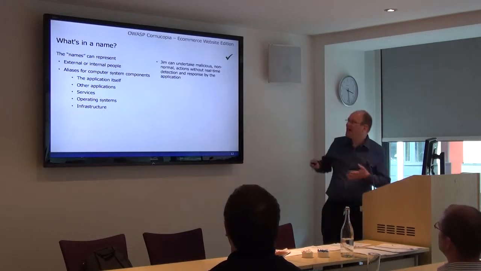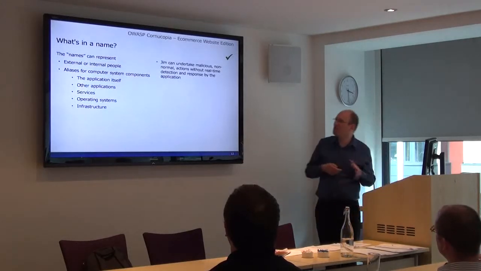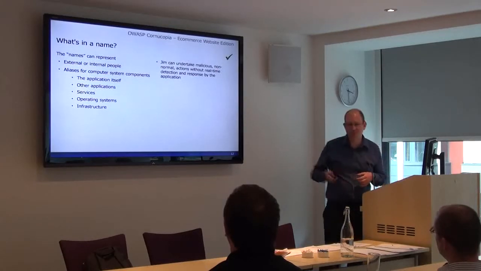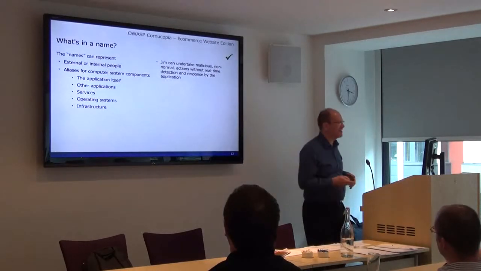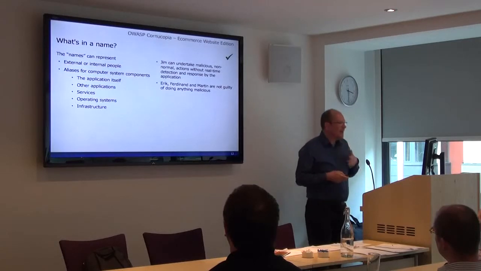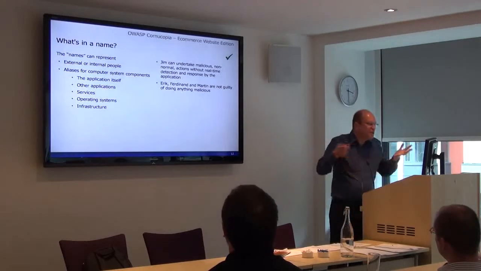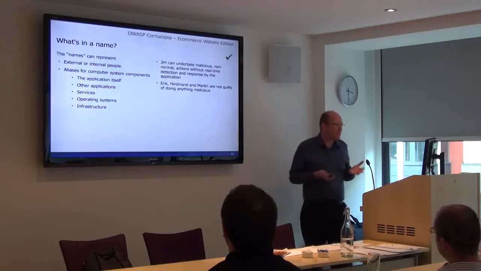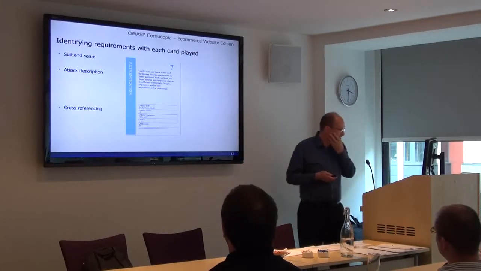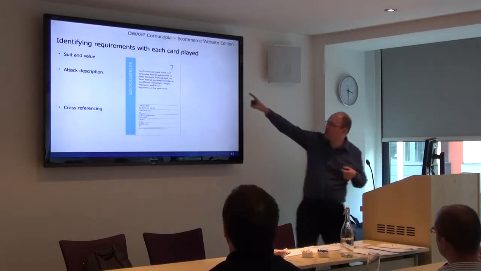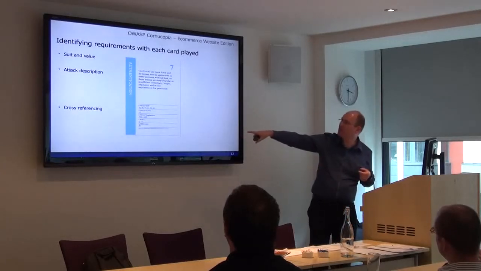So we get things like Jim can undertake malicious non-normal action without real-time detection and response, which of course is App Sensor. Okay, so there are names, certainly your members and things who are not on the list. So we've got suit and value, the attack description, and the cross-referencing.